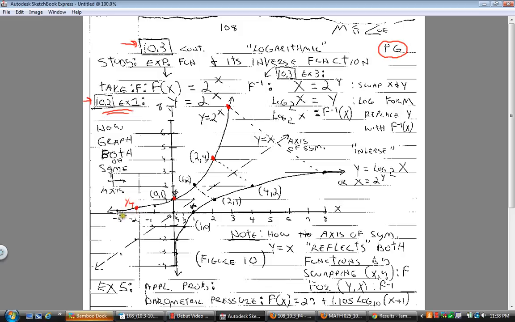Okay, so again, the x-axis is your asymptote for this graph. I'm not going to do it all the way across, but the exponential function will never cross the x-axis.